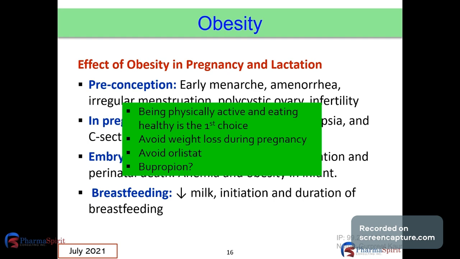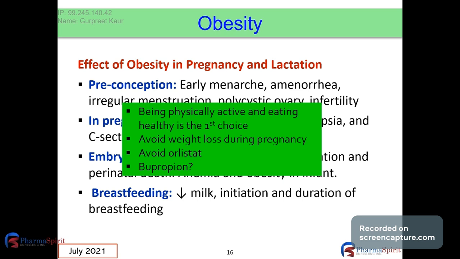The pregnant lady who is obese should not try to lose weight during pregnancy. She should do this before conception. Orlistat. Orlistat is associated with impaired absorption of fat soluble vitamins, so it should be avoided during pregnancy and during breastfeeding. Bupropion. Bupropion has limited data.